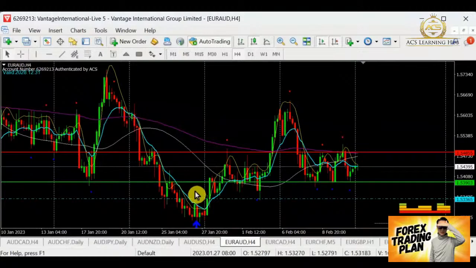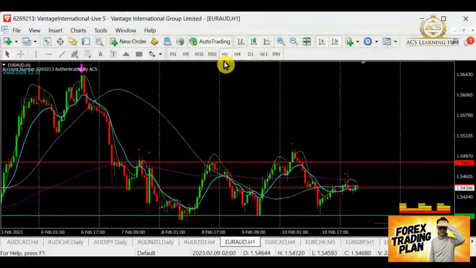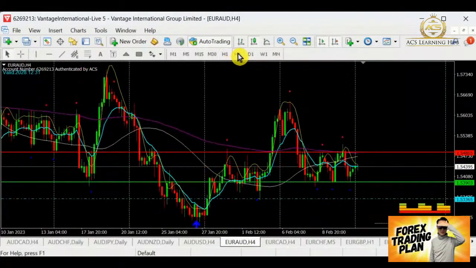So I will wait for the next hour, the next session, to see if there's a new cycle of selling for the Euro Aussie. Then we will take a look. If not, then I'm going to skip this for now.